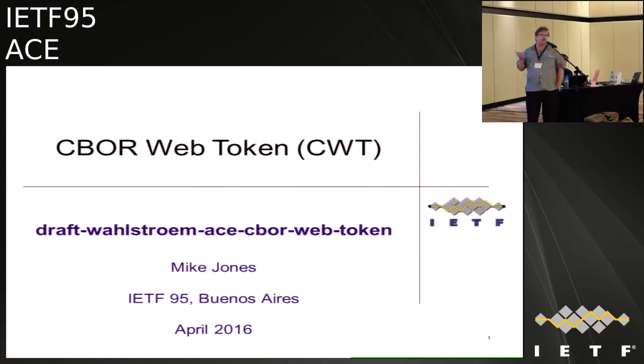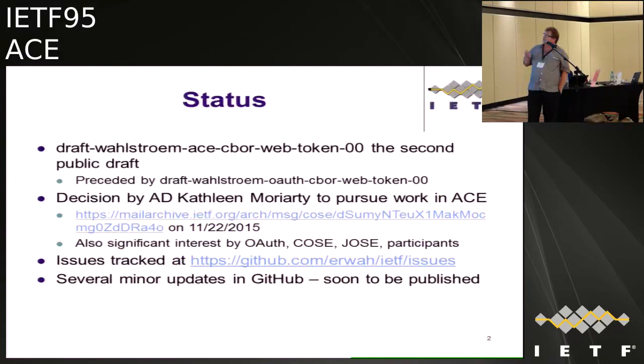So there's a second public draft, which has been around since November. The previous one we thought was going to go to the OAuth working group. Our esteemed area director, Kathleen, made a call in November that this work should be done in the ACE working group, which is great. I'll note that there was also and continues to be significant interest because of the applicability of the work from people in OAuth, COSE, JOSE, et cetera. The document is being worked on in Erik's GitHub account, and some issues are filed. There's a pull request about creating the registry of values. And we're about to publish another version incorporating a few minor fixes. Next.